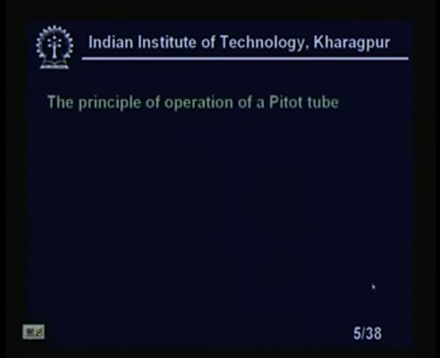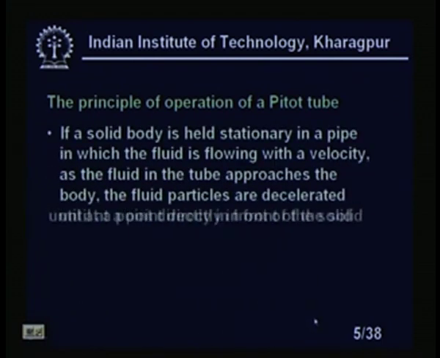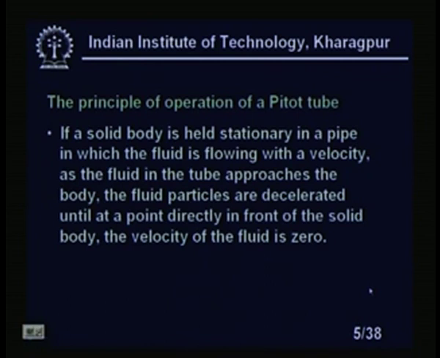The principle of operation of the pitot tube is like this. If a solid body is held stationary in a pipe in which the fluid is flowing with a velocity, as the fluid in the tube approaches the body, the fluid particles are decelerated, until at a point directly in front of the solid body the velocity of the fluid is 0, right. What does it mean? Let us take a blank page, then it will be more clear. See here.